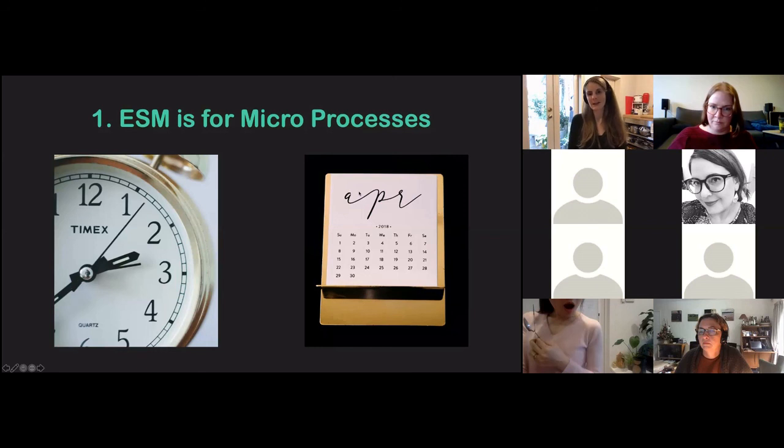But it's useless to do ESM for something that's not a micro process, because then you're just going to get the same response or a similar response every time. And that's not particularly interesting. So it's a lot of work for nothing.